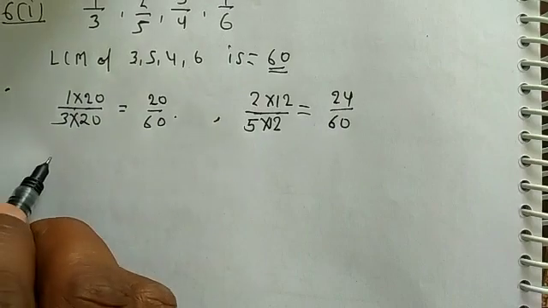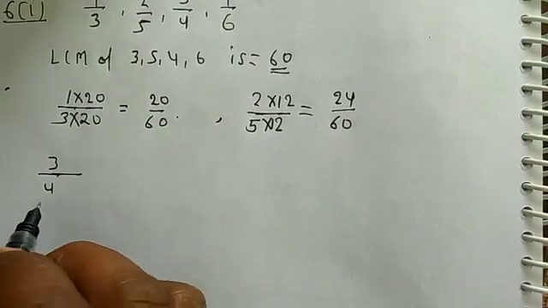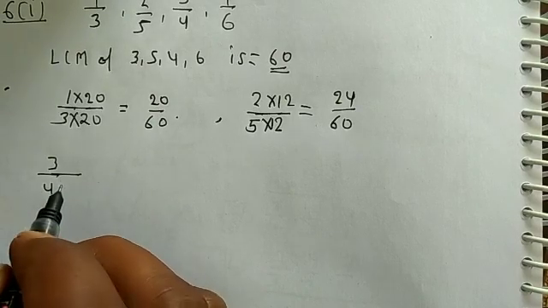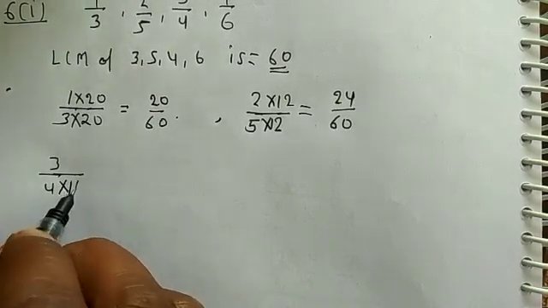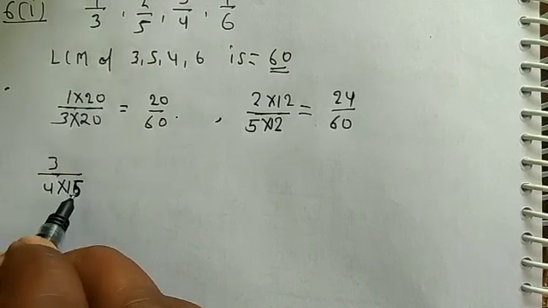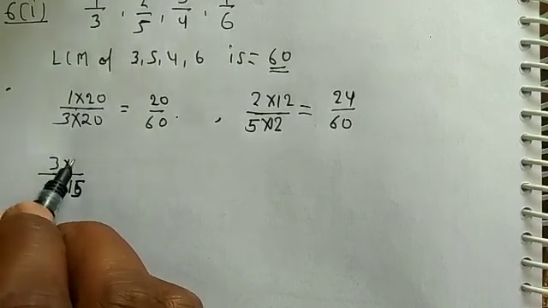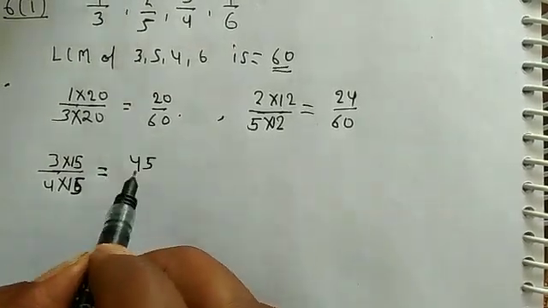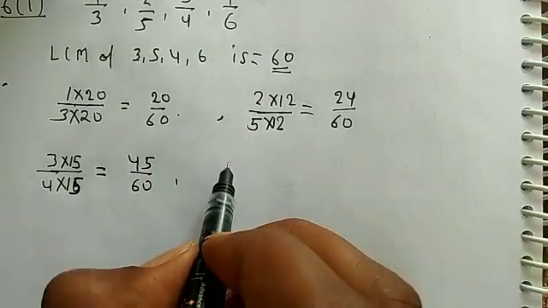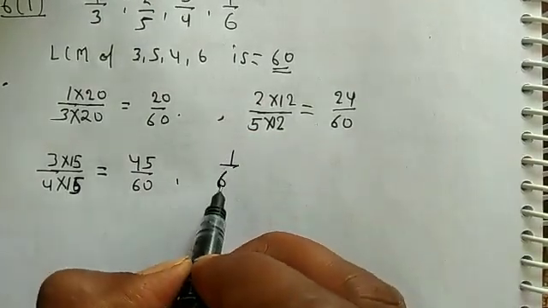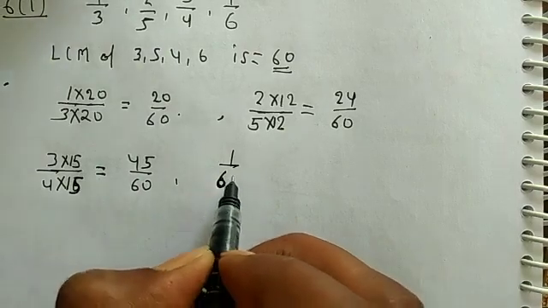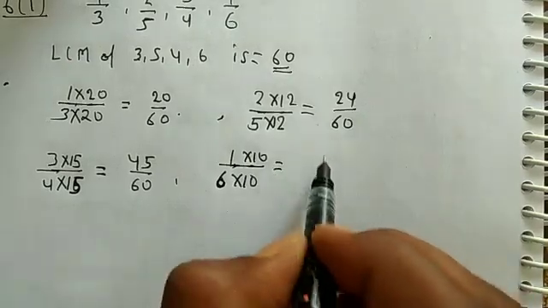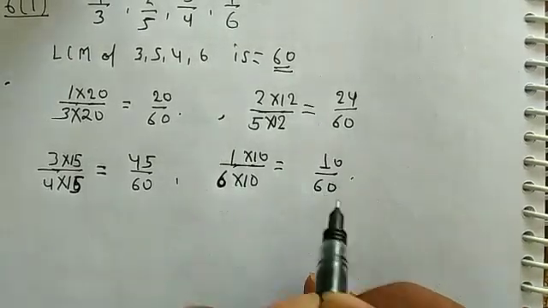This is 3 upon 4. By which number will 4 be multiplied to get 60? Divide 60 by 4, so 15 4s are 60. If we multiply the denominator by 15, it is required to multiply the numerator also. That will be 45 upon 60. Next is 1 upon 6. 6 10s are 60. The numerator will be multiplied with 10 also. That is 10 upon 60.